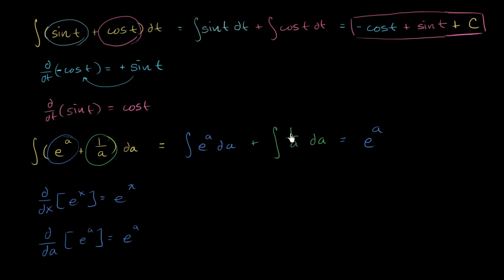What's the antiderivative of 1 over a? Well, we've seen that in the last video. It is going to be the natural log of the absolute value of a. And then we want to have the most general antiderivative, so there could be a constant factor out here as well. And we are done. We found the antiderivative of both of these expressions.